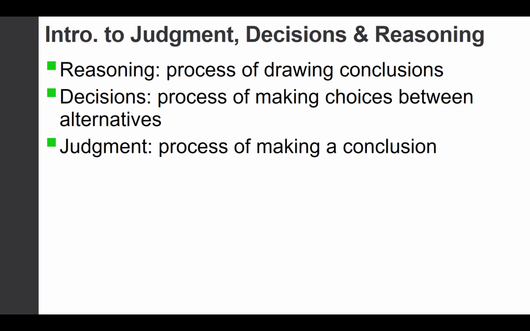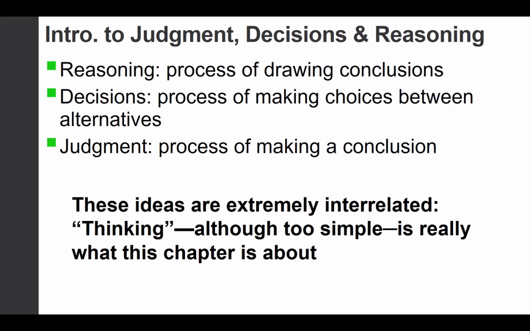Whenever we talk about decisions, we're really talking about the process of making choices between alternatives, and so deciding between some of the different alternatives that we have. And in the case of judgment, it's really the process of making some sort of a conclusion. Now, one of the things as we go through these definitions, and you might have even heard it in me trying to provide additional definitions to these, is that all of these concepts are highly interrelated.